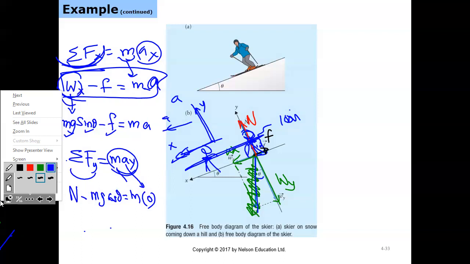Maybe there is no need. Suppose he asked me to find N. Then I need to solve it in the y direction. But that is not in the question. The question only asked you to find the acceleration, so we don't even have to do this. Why waste the time? But maybe we can change the question and ask to find the normal force. Then you need to apply the equation in the y direction. Okay.